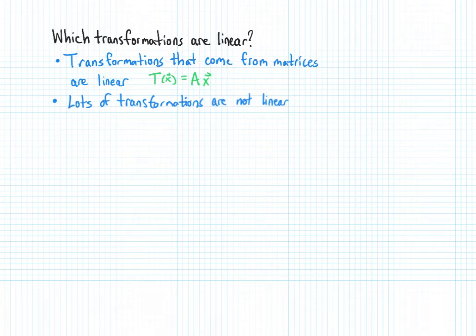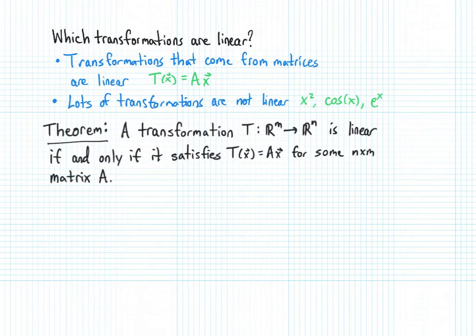But we also know that lots of transformations are not linear, including lots of interesting functions like x squared, cosine of x, e to the x, etc. So what other linear transformations are there besides the ones that come from matrices? And this question is answered by a theorem that says that a transformation is linear if and only if it satisfies T of x is equal to Ax for some matrix.